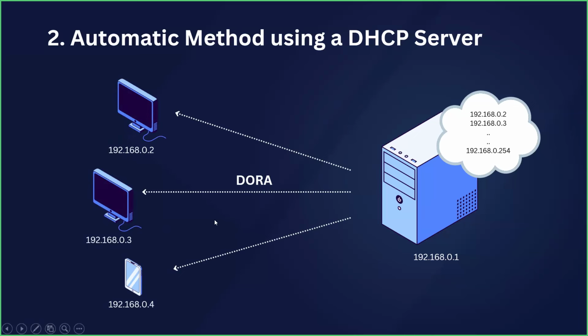When this option is selected on my system, what my system starts doing is sending something called a broadcast packet. Let me explain this with a simple diagram. Let's assume this here is my system, my newly connected device, and this here is a DHCP server, which has a pool of IPs.